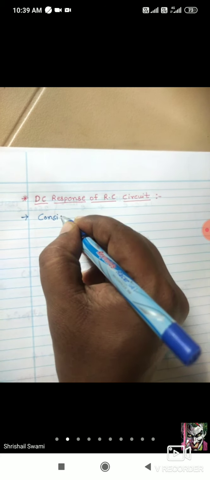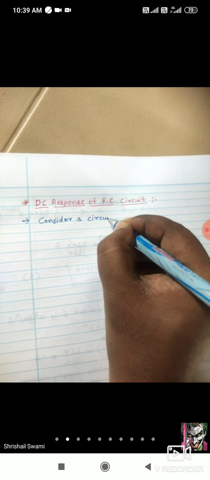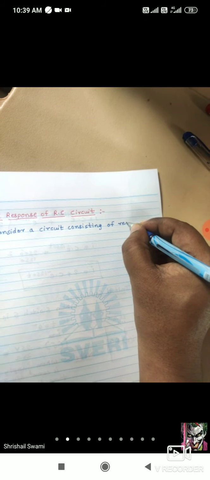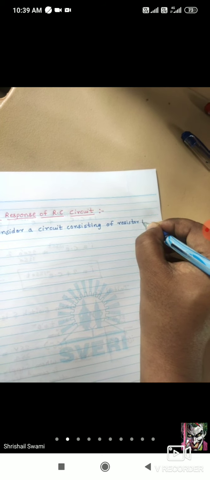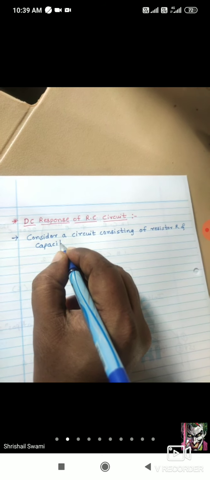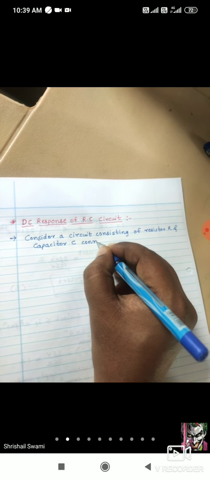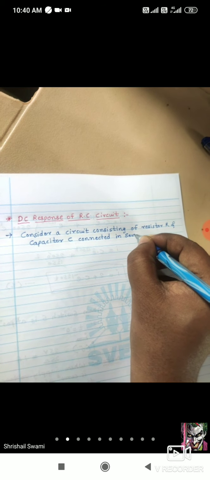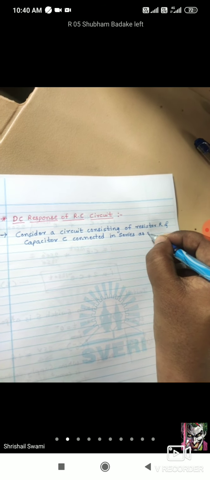Consider a circuit consisting of resistor R and capacitor C connected in series as shown in the figure.